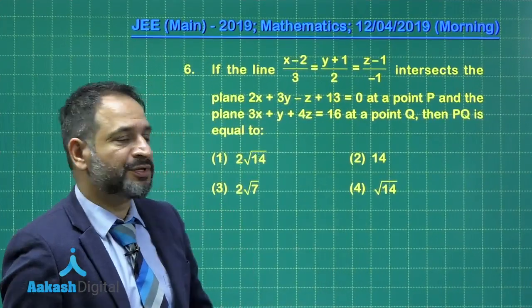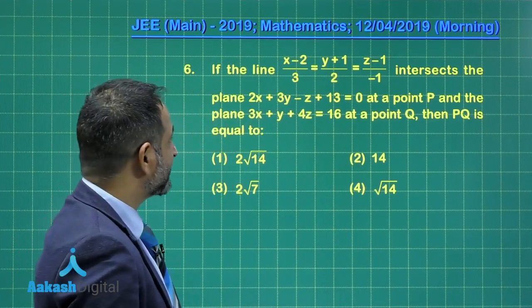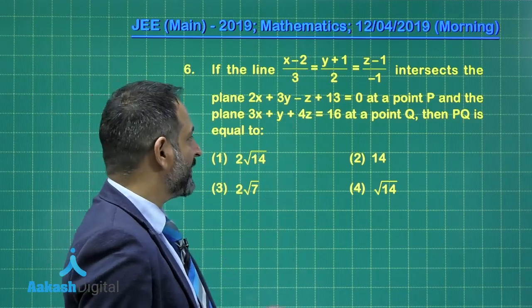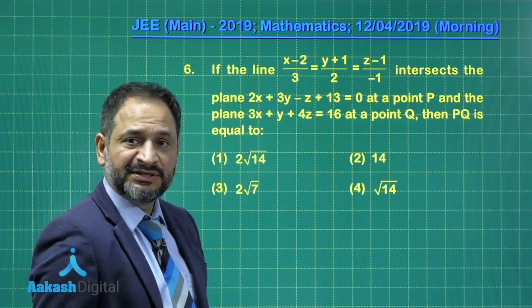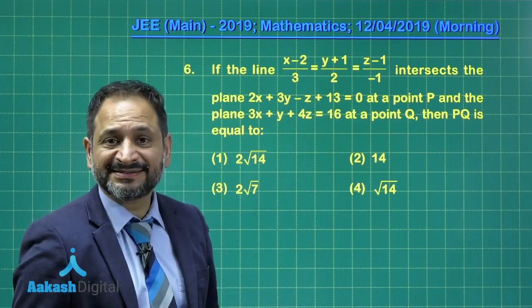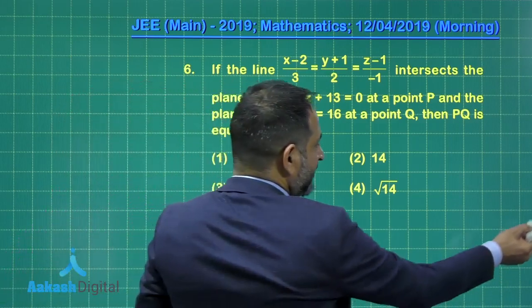Here we are on to the next problem. It is again on 3D. The intersecting points of the plane and the line. The two planes are given to us, and this line is intersecting both these planes at P and Q, and we want to calculate the distance between P and Q. So, let us see the figure first.